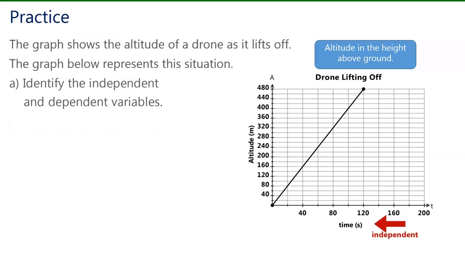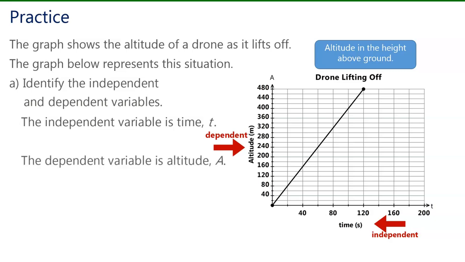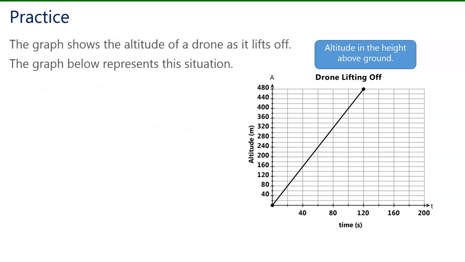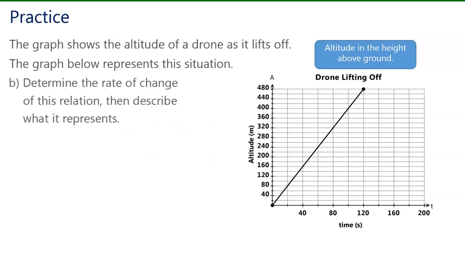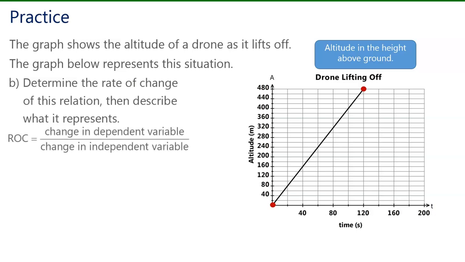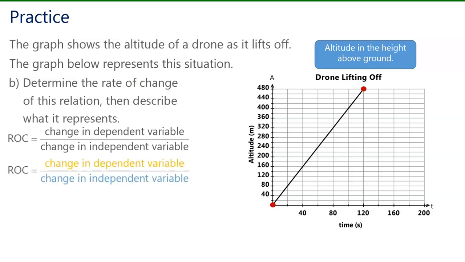On the horizontal axis, we see time. This is the independent variable time t. On the vertical axis, we see altitude in meters. This is the dependent variable, altitude a. Next, we need to determine the rate of change and then describe what it represents. Let's use these 2 points at the endpoints. The rate of change is the change in dependent variable divided by the change in the independent variable.